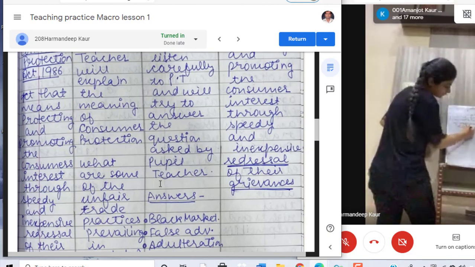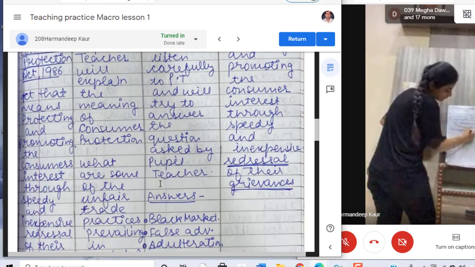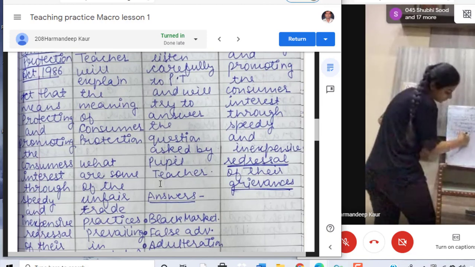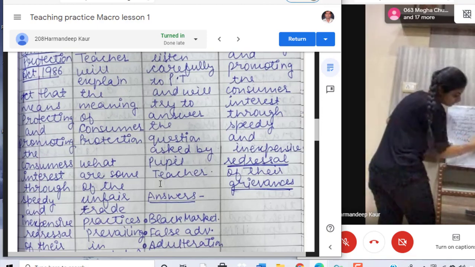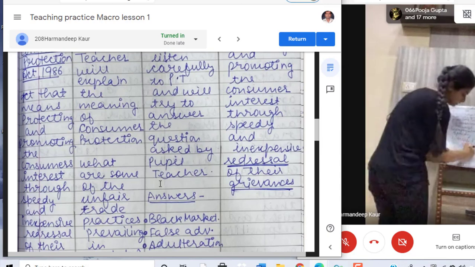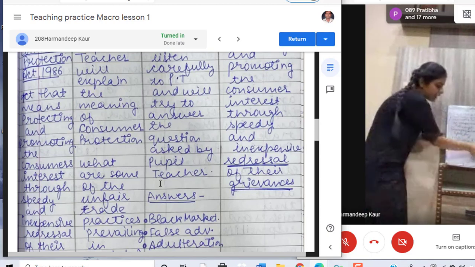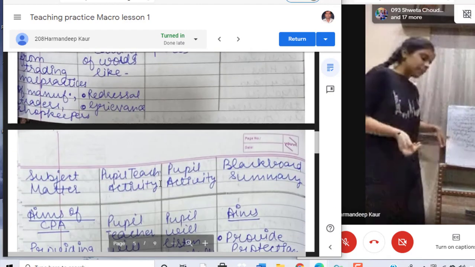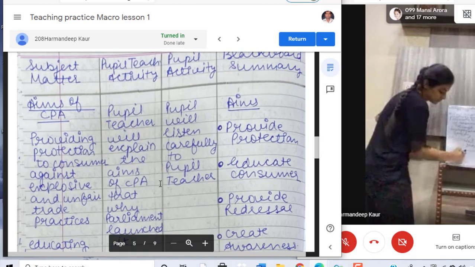through inexpensive and speedy redressal of their grievances. Now these two terms, redressal and grievances, will come again and again. What is redressal? Redressal is compensation.